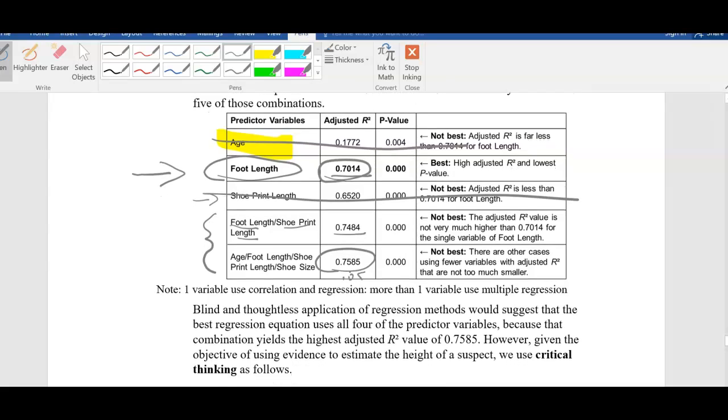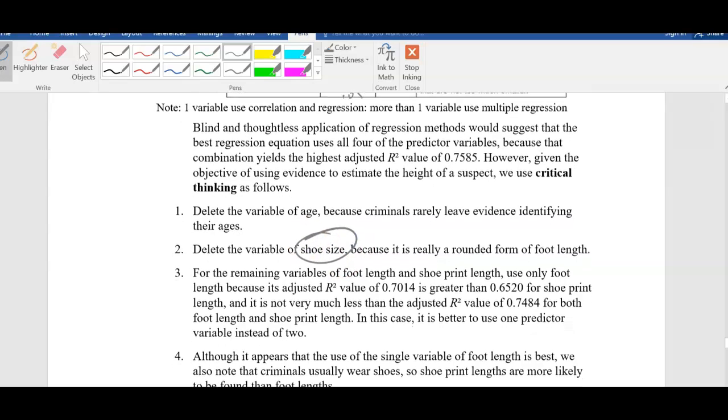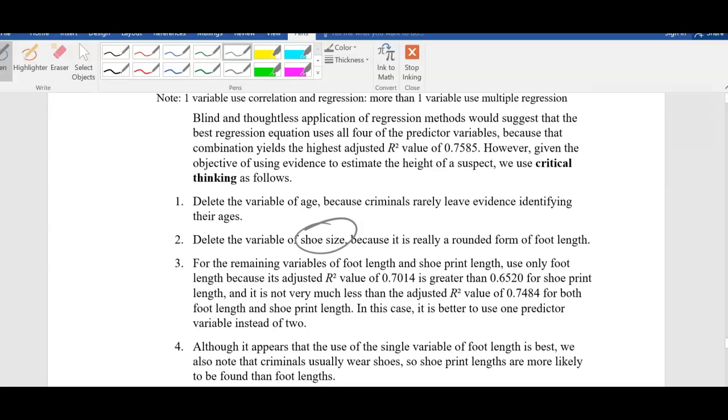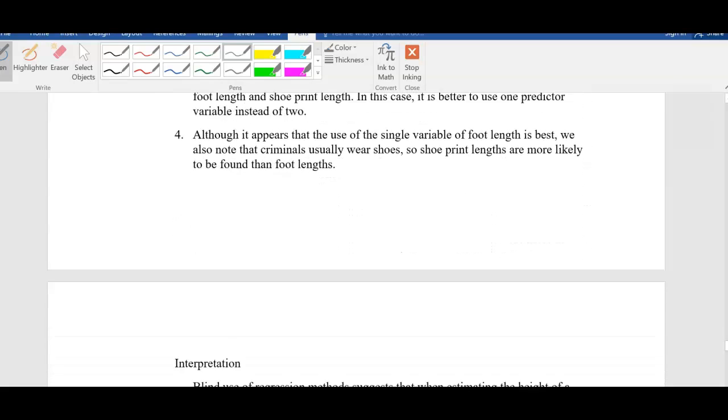All right, I hope you did okay with those. Now, the other critical thinking is, truly, would we use the footprint's length? Probably not. We would use the shoe size length, because the shoe size length is what I'm going to get at a crime scene. So that would be a better practical value. Okay?